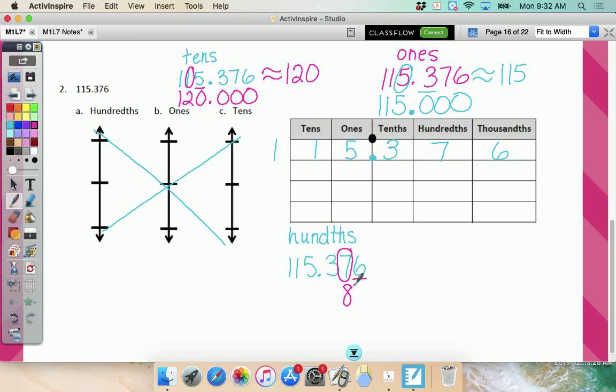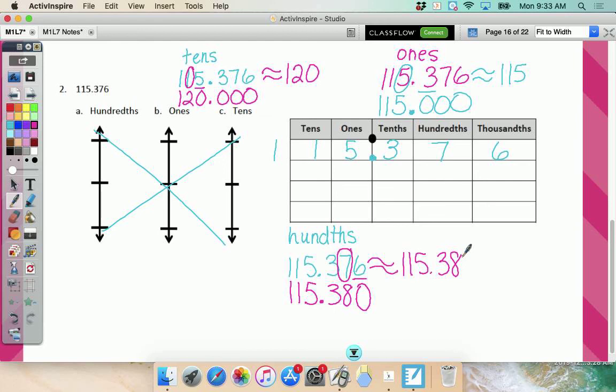Now flex your muscles like a hero. Digits to the right change to 0. What comes next? All the other digits stay the same. So my answer, 115.38. How are we doing?